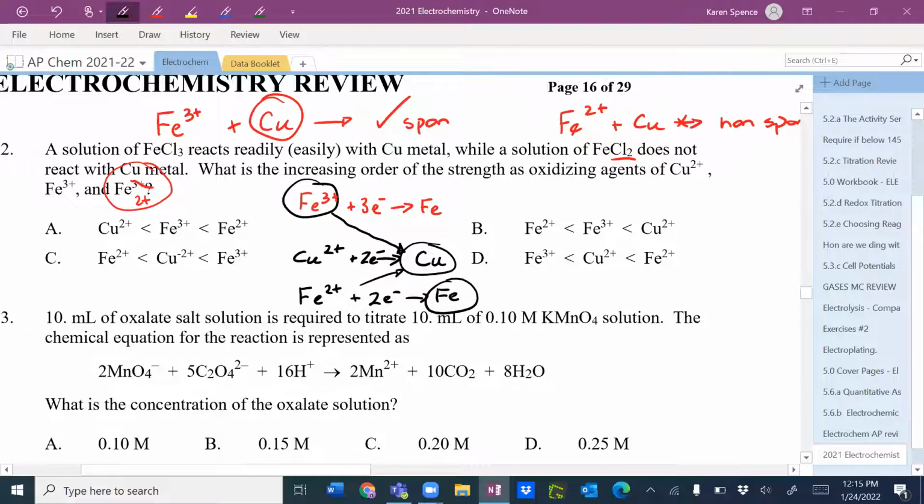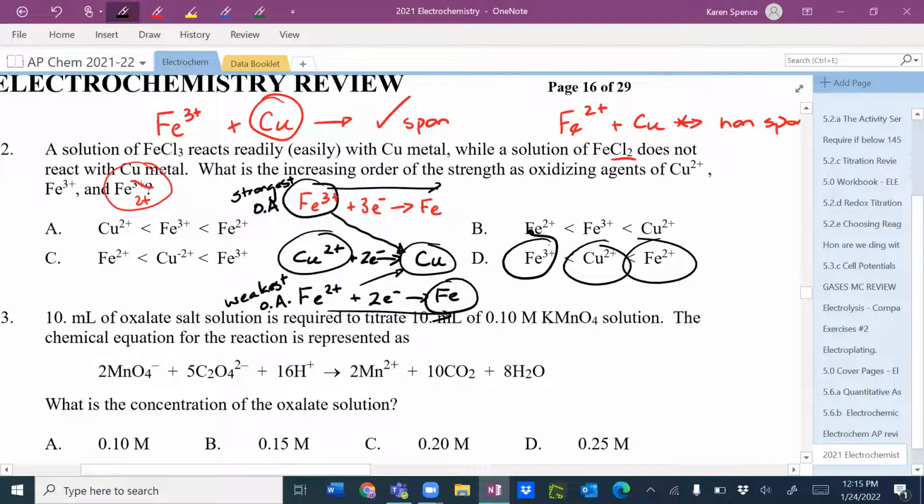So now if we're looking in terms of oxidizing agents, this is our strongest oxidizing agent because it's really good at getting reduced. And this guy is our weakest oxidizing agent because it's not as good at getting reduced. And so that means that in terms of oxidizing agents, it's going to be Fe3+ first, and then Cu2+, and then Fe2+.